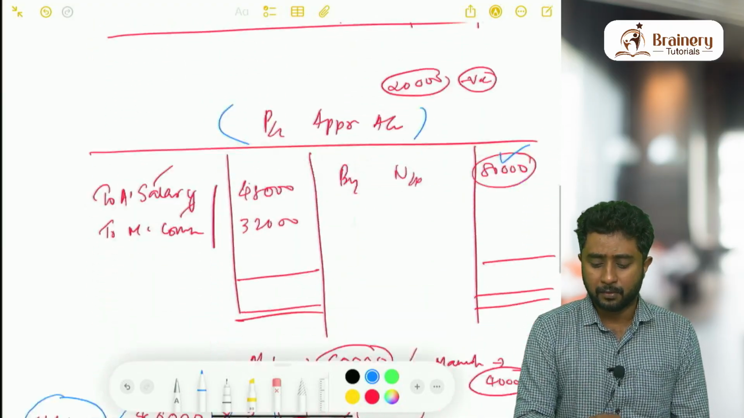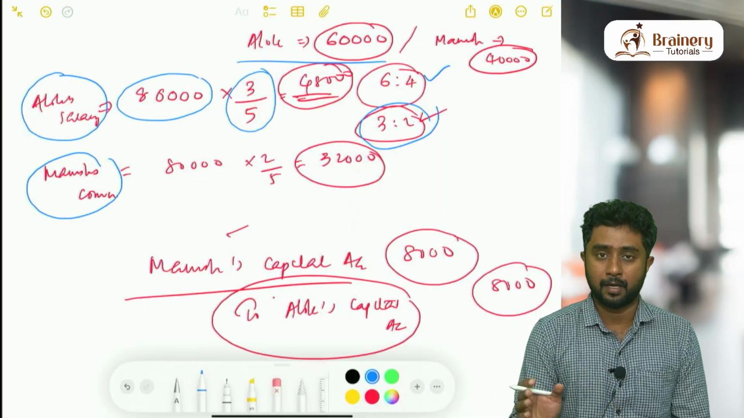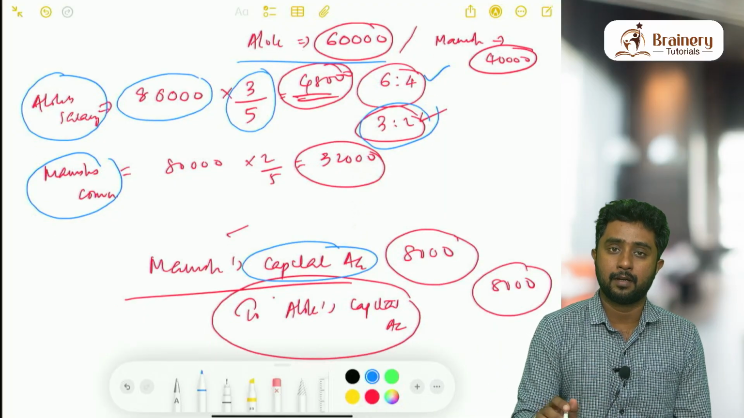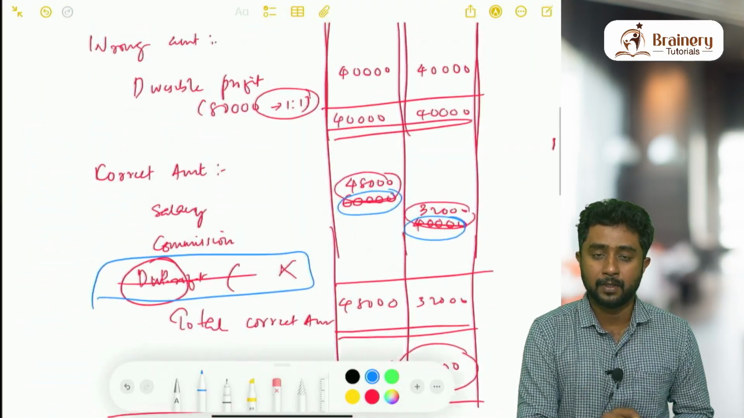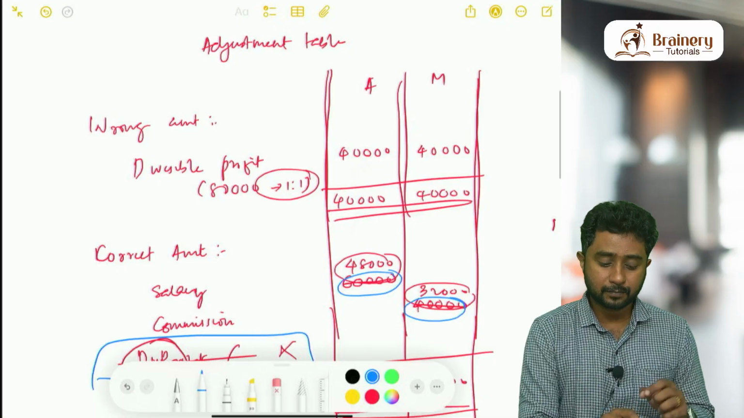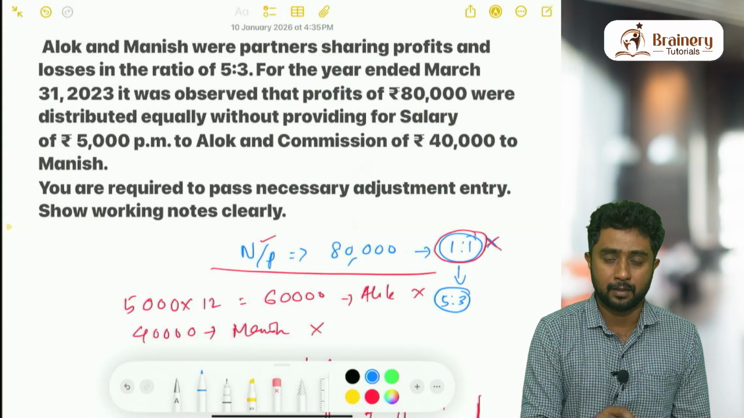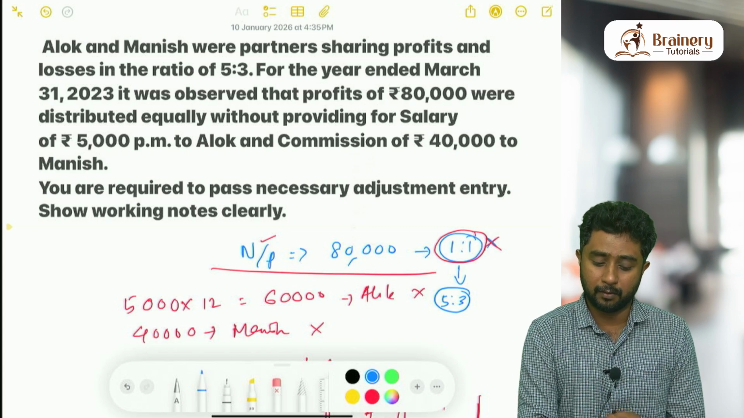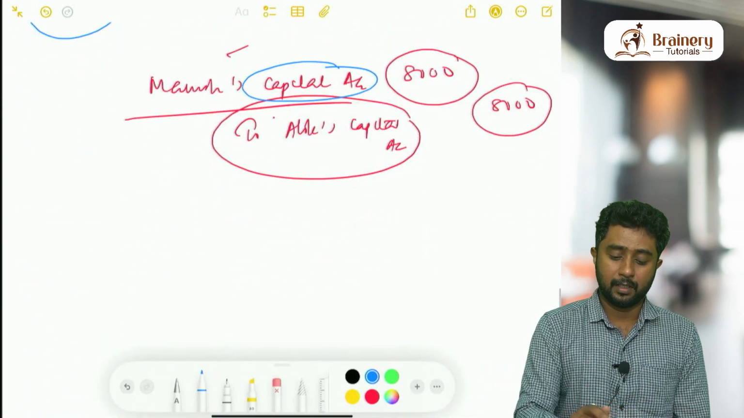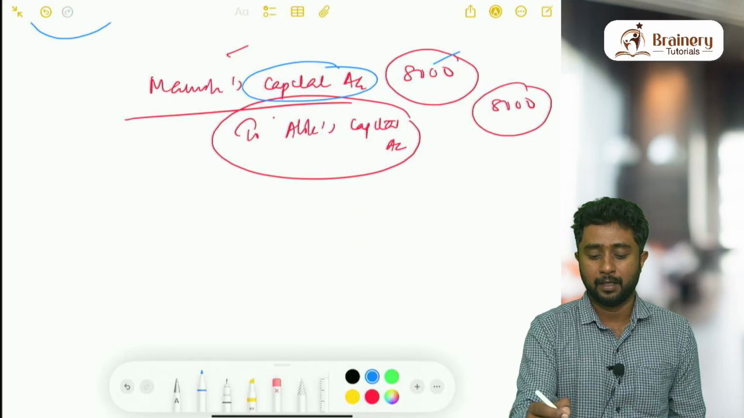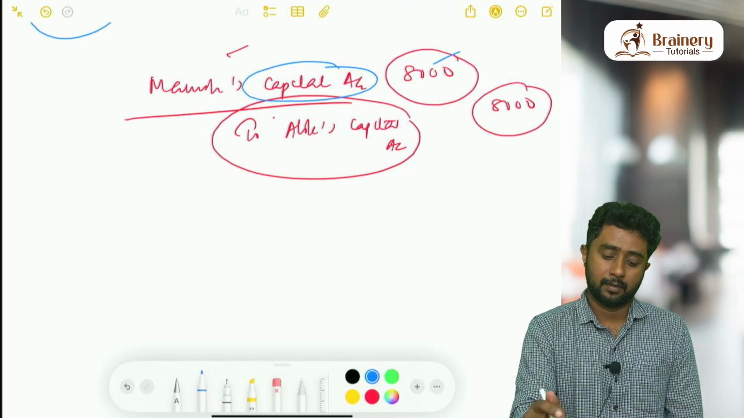So we are passing the entry: second person's capital account debit to Alok's capital account. Sometimes instead of capital account, a current account also can come. So when will the current account come? The current account will come if the question specifies that they are maintaining fixed capital accounts. If nothing is mentioned, we don't have to write current accounts, we can write capital accounts. So this is the entry. The meaning is that 8,000 is transferred from the second partner's capital account to the first partner's capital account.